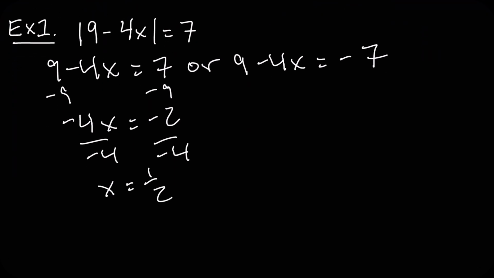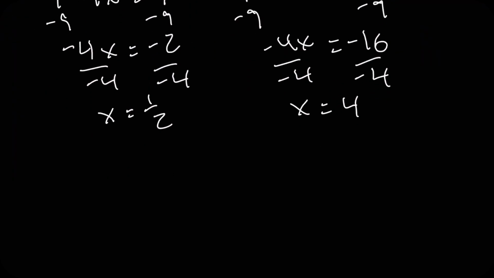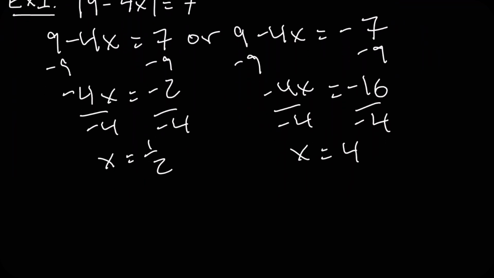Okay, and then finally we will have a negative 9 minus 4x is equal to negative 7. Let's go ahead and subtract a negative 9. This will get us negative 4x is equal to negative 16. Divide by negative 4. And you're left with x is equal to 4. So go ahead and test these inside of your original equation, see if they make sense, and then if they do make sense, then you can include them as a solution.